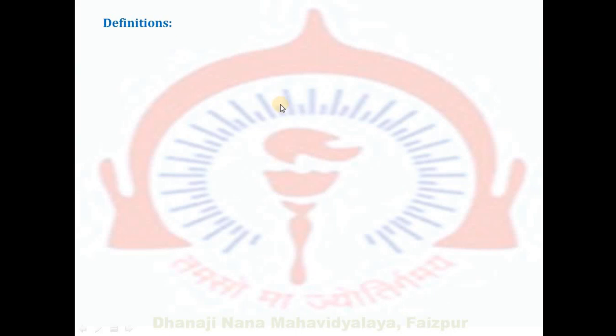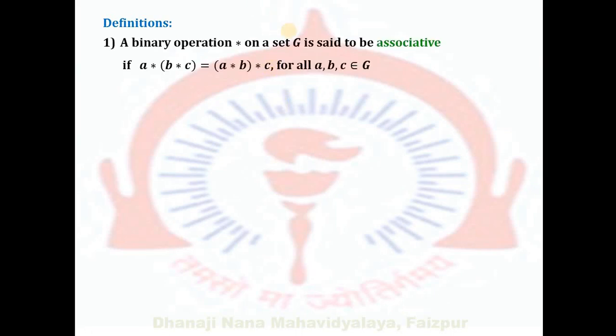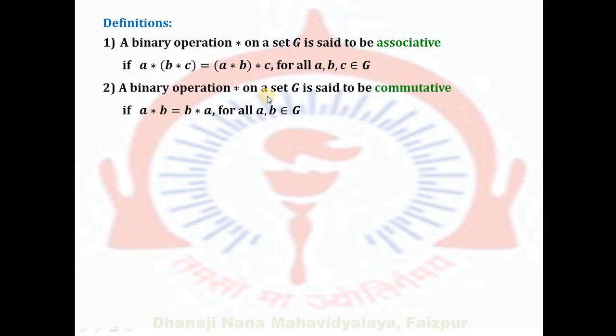Now definition. A binary operation star on set G is said to be associative if it satisfies the condition (a star b) star c is equal to a star (b star c) for all a, b, c belonging to G. A binary operation star on a set G is said to be commutative if it satisfies the condition a star b is equal to b star a for all a and b belonging to G.